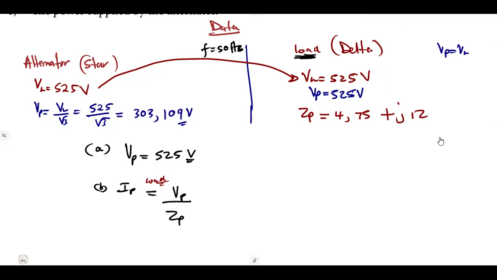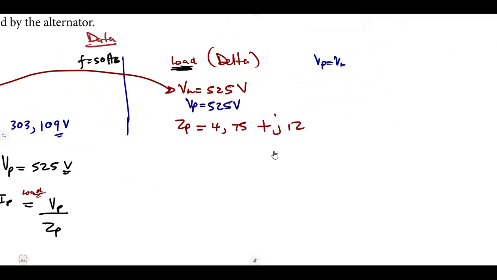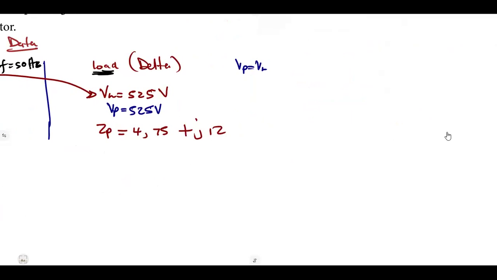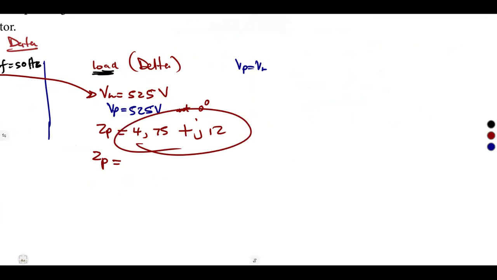So I say that if you're given information like this, you always take your VP as reference. So your VP will be in reference, meaning to say its angle is going to be what? At 0 degrees. As it is in reference, it will be at 0 degrees. As for the impedance, it is the one that we are going to convert.